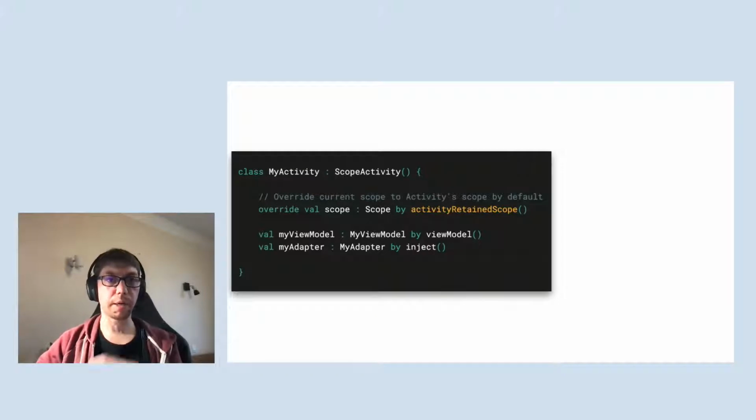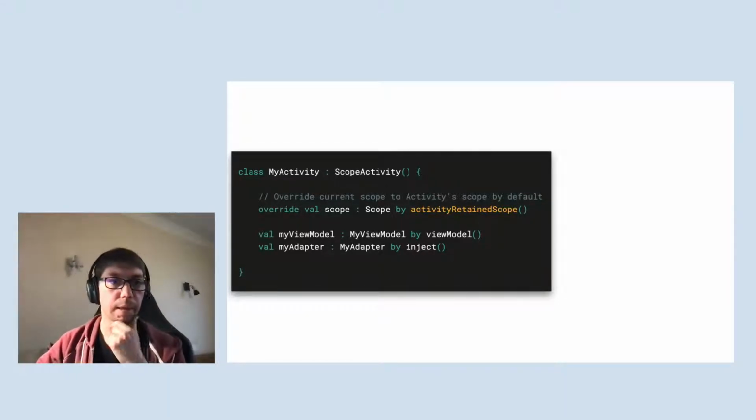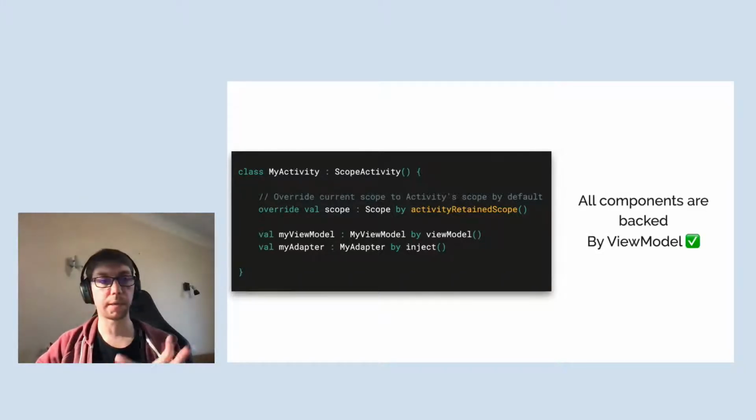And what we can do here is use the activityRetainScope API, which helps us create a scope that will be held with the same life cycle as a view model, and then we will have everything in the same life cycle.